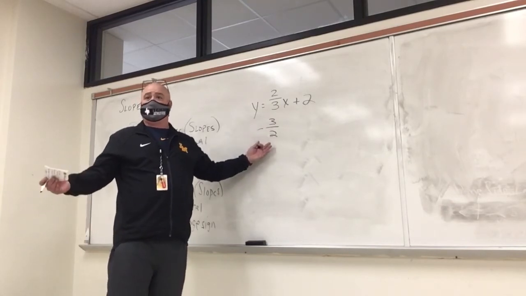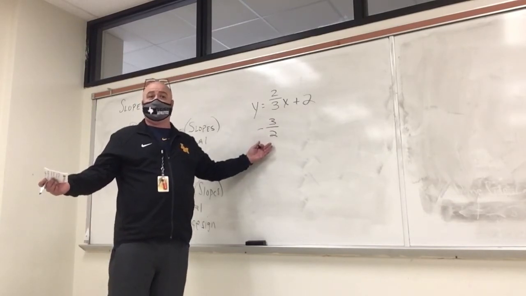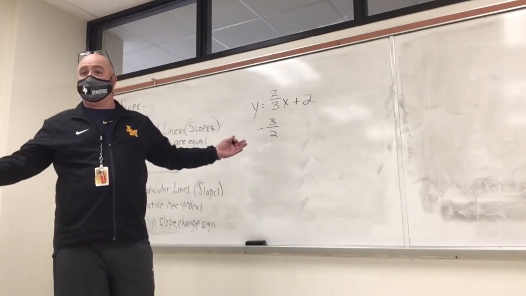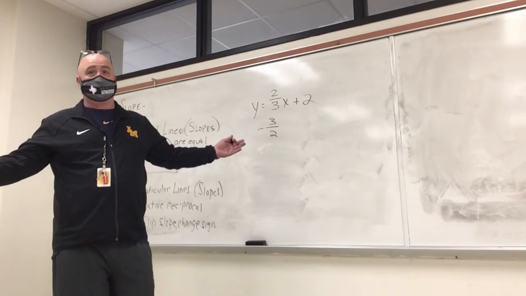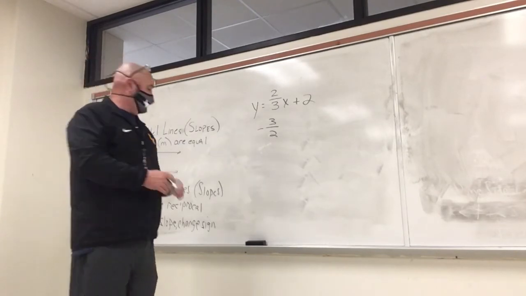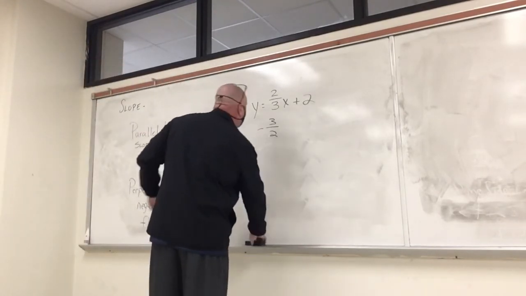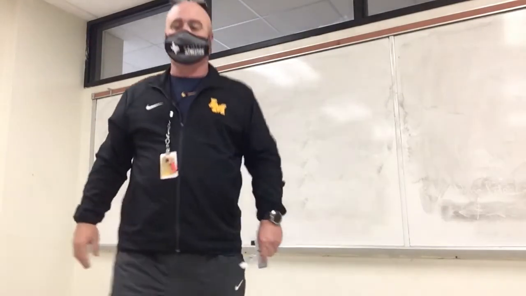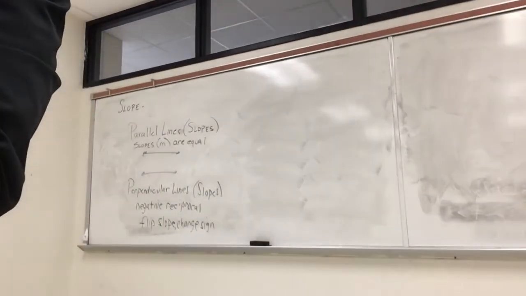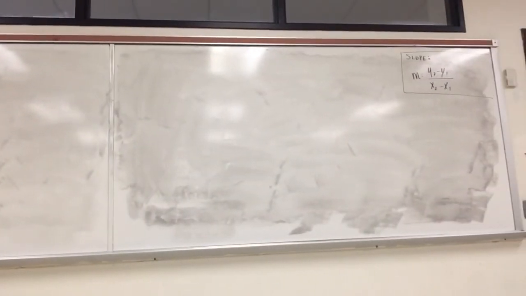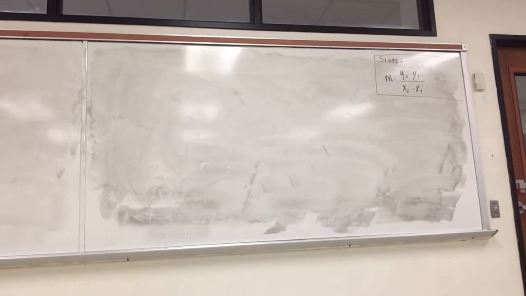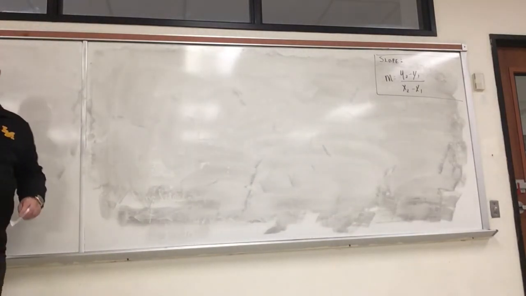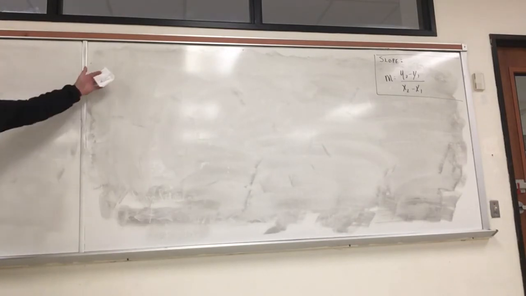And that's all you're doing today. Flipping and changing and keeping it the same. That's it. Is that hard? No, it's not hard at all. All right, so let's do some examples and then I'll put you on your way. We're going to find the slope that's parallel and perpendicular to the equation that I write down.